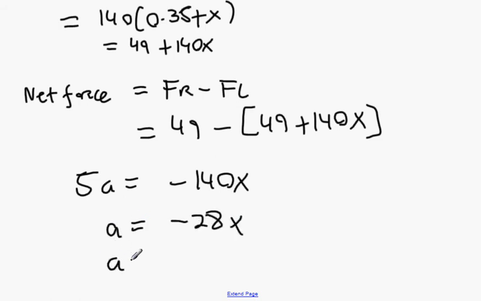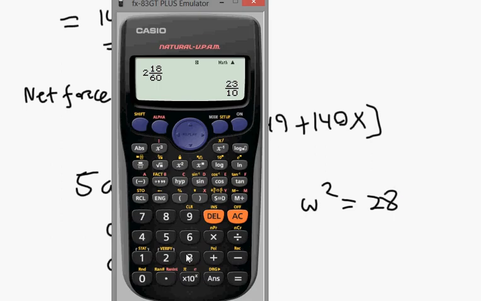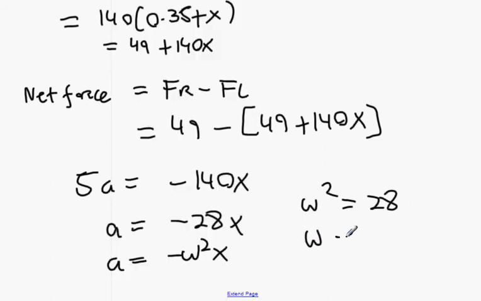Now please remember that A is minus omega squared x. We can find out what omega is. Omega squared equals 28. You must put in root 28 on the calculator and you'll find that's 2 root 7. So omega equals 2 root 7. Okay? Now, next part.